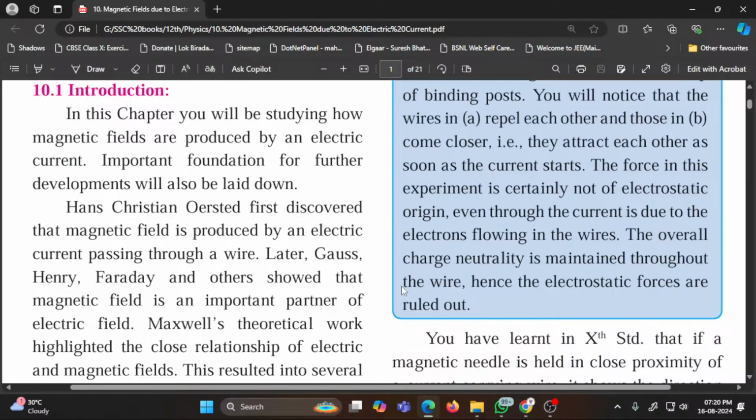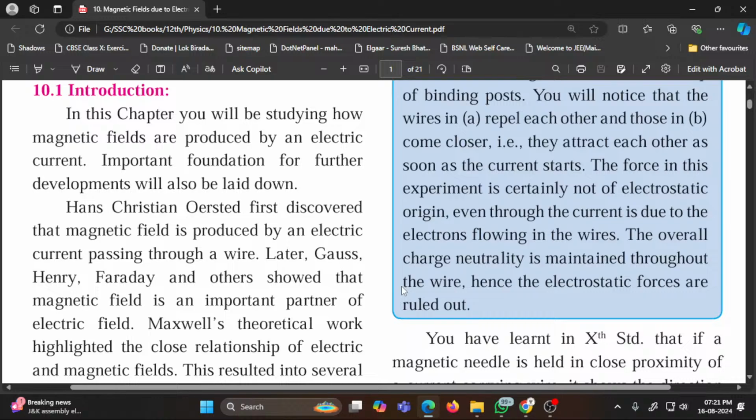In this chapter you will be studying how magnetic fields are produced by electric current, important foundation for further development will also be laid down. Hence Christian Ørsted was the first one to discover that a magnetic field is produced by an electric current passing through a wire. Later Gauss, Henry, Faraday, others showed that magnetic field is an important partner of electric field.